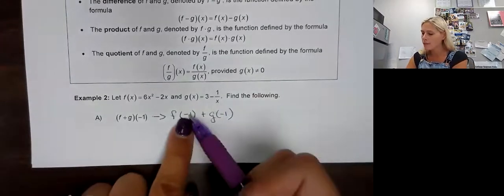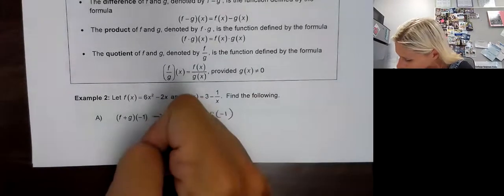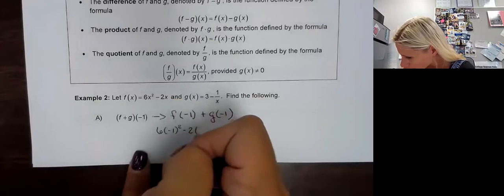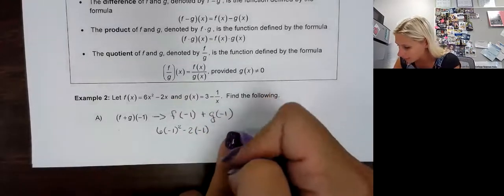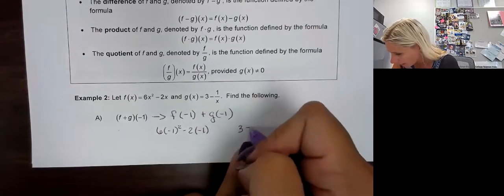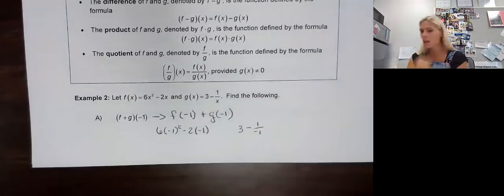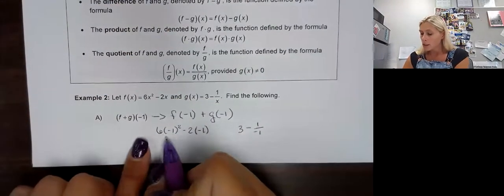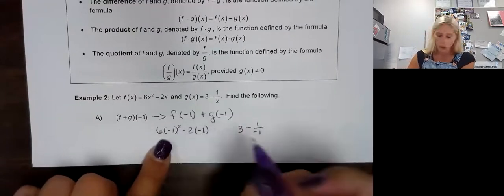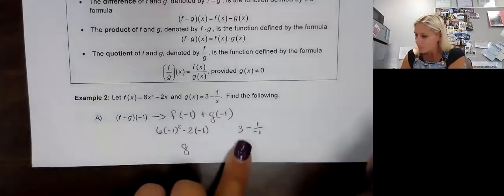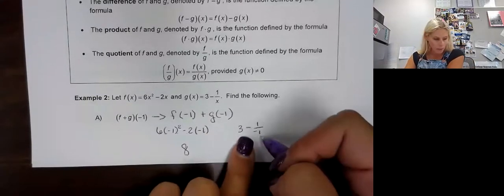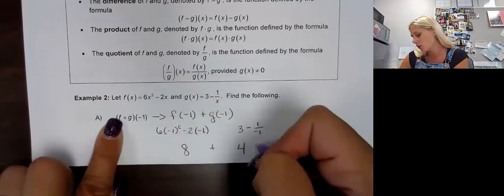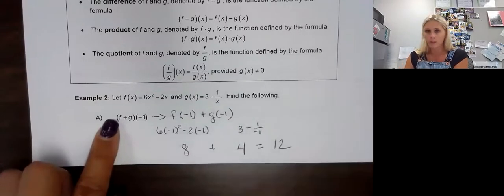Okay, so f of negative 1 is 6 times negative 1 squared minus 2 times negative 1. And g of negative 1 is 3 minus 1 over negative 1. So what's going to happen, guys, is I'm going to evaluate these two out and then add them together. So this gives me 6 plus 2, which is 8. This gives me 3 plus 1, which is 4. And remember, it's asking us to add those two together. So we get 12.